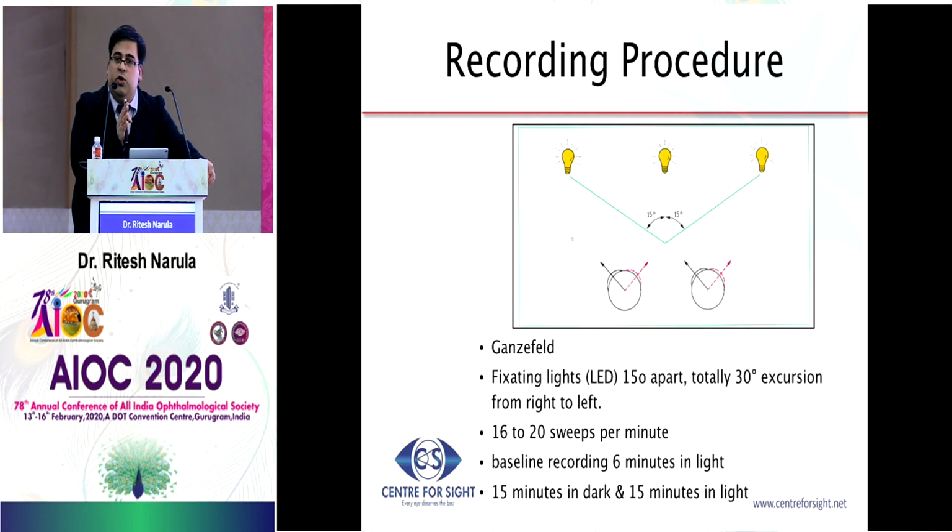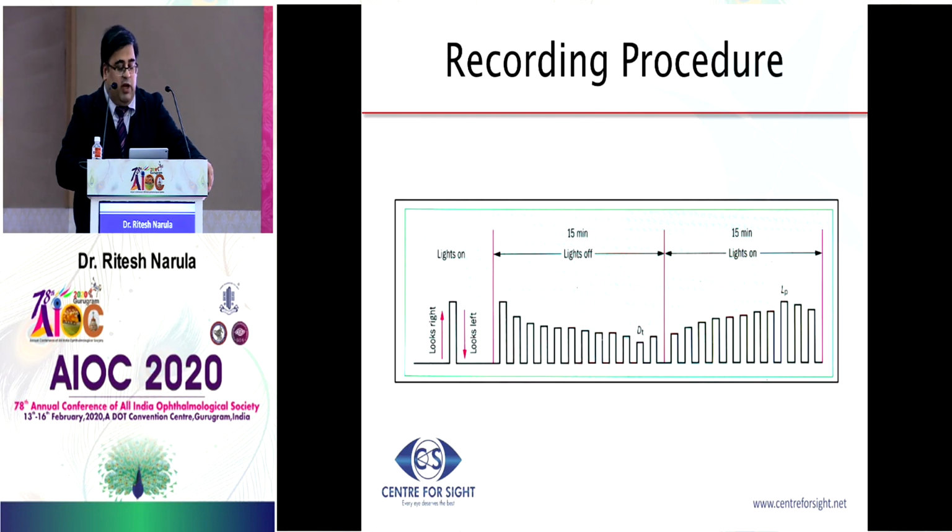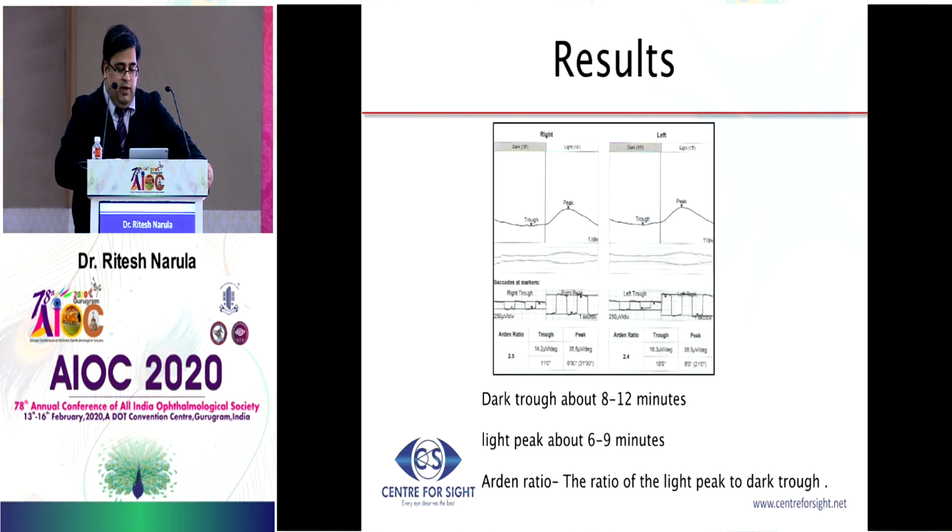By doing this, you're making the RPE move in either direction, changing its resting potential status, which is recorded by the machine in a light insensitive phase and a light sensitive period. And what you typically get is a recording like this. There's a trough which happens in the dark, and then a peak in the light, and you measure the ratio for it, which is called Arden's ratio. How much should be a normal Arden's ratio?